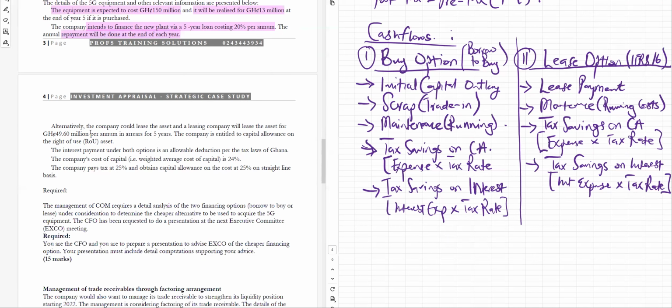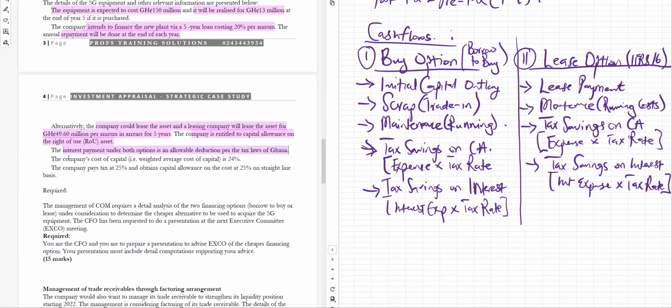Now, alternatively, the company could lease the asset, and a leasing company will lease the asset for 49.6 million per annum in arrears for 5 years. So it means that for 5 years, we'll be paying 49.6 as installment. And the company is entitled to capital allowance on the right of use asset. It tells us that we also get capital allowance for the lease asset. And it goes forward to tell us that interest payment under both options is allowable deduction under the laws of Ghana.